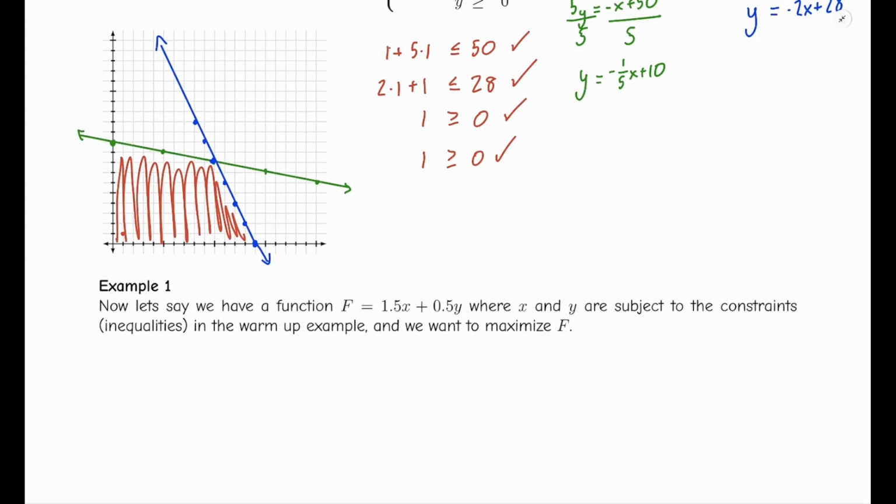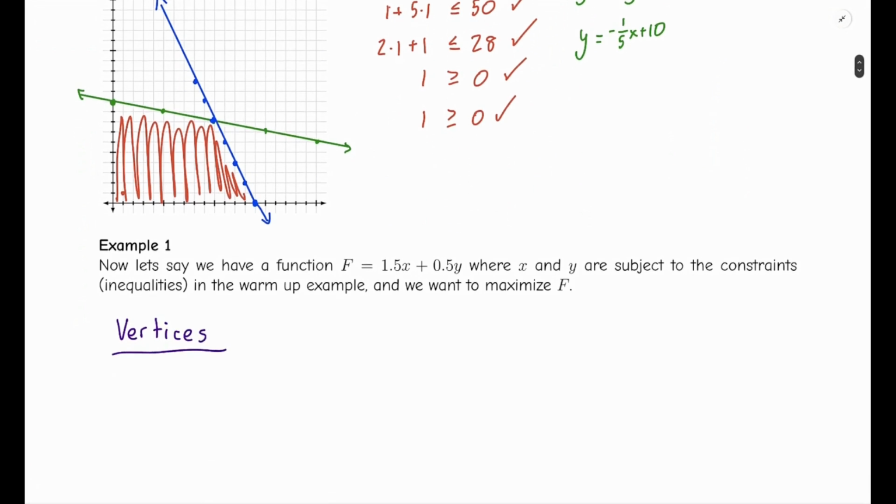Now the corners do have a special name. They are called vertices. And usually I start in the bottom left. So here the bottom left vertex is 0, 0. And then I go clockwise. That's 0, 10.